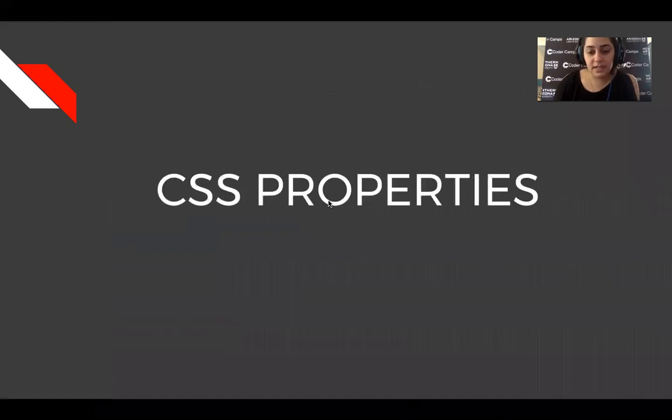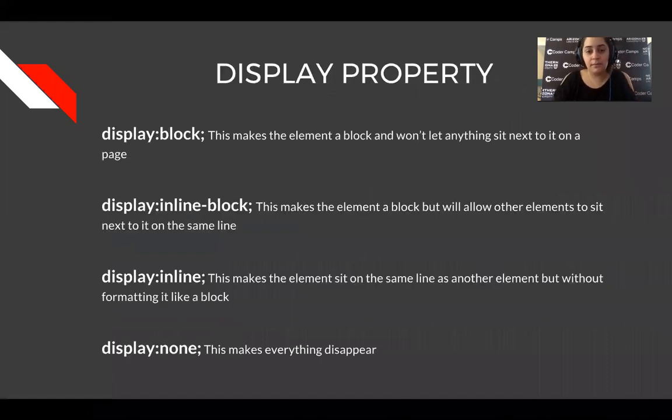So we have different CSS properties. There's a million out there, but one of the biggest ones is display. Display has 4 values: block, inline block, inline, and none. Block makes an element a block style, meaning you won't let anything sit next to it on a row. So let's say you have 2 images right next to each other. If they're on block, they move down because it doesn't allow anything to sit next to it on a row.